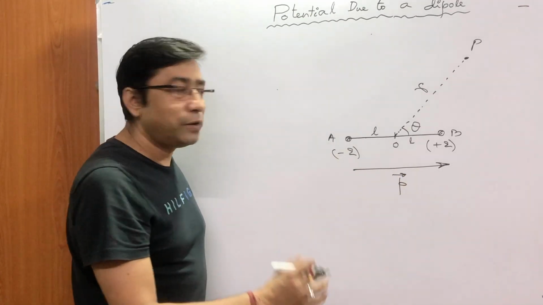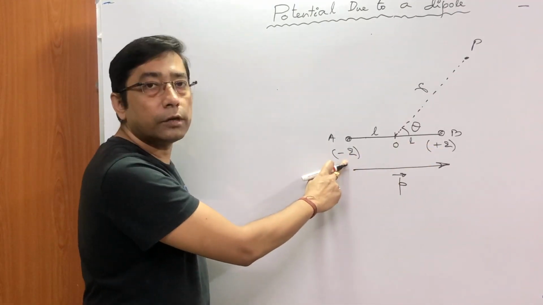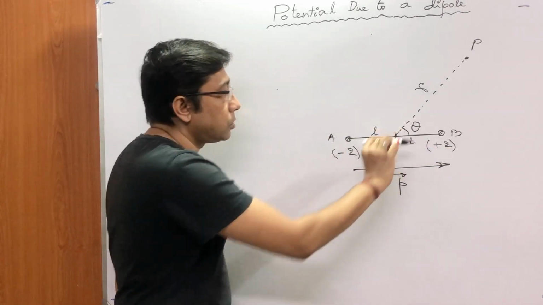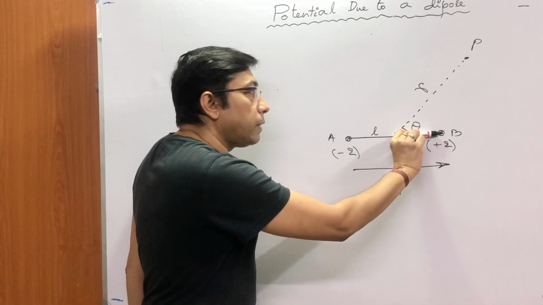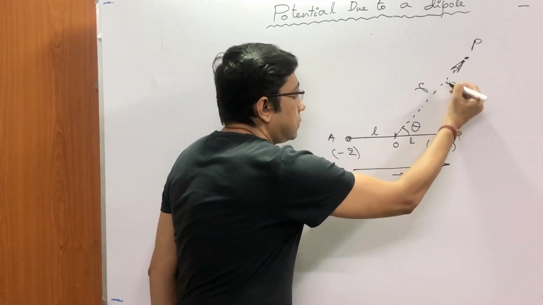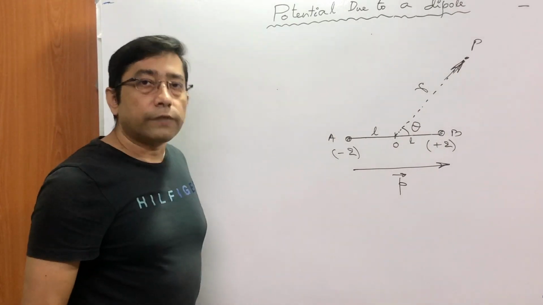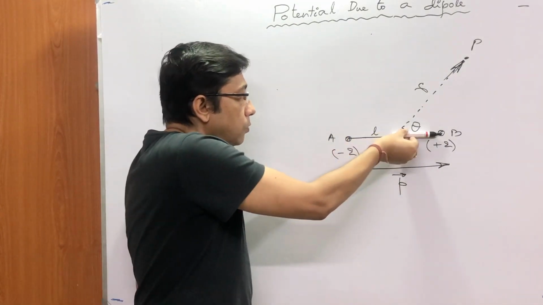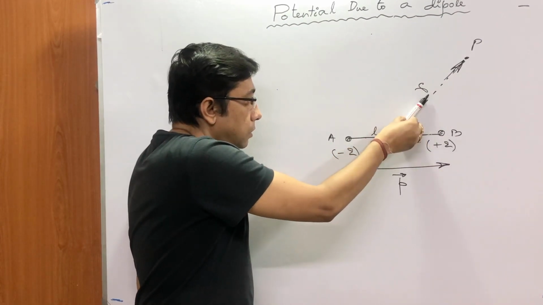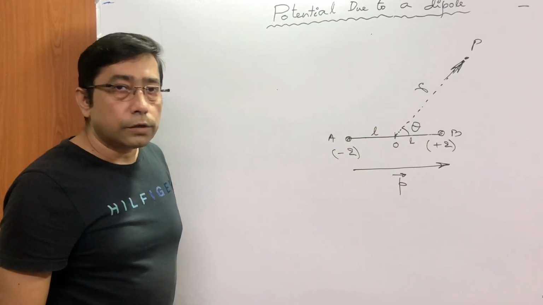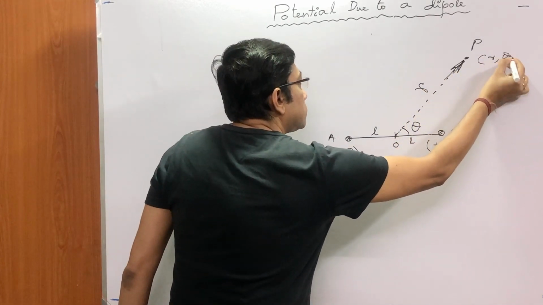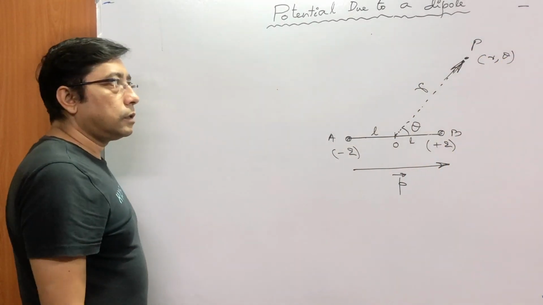Generally we write plus q and minus q, but I have written minus q and plus q so that the dipole moment is along this direction. This dipole moment vector P and this distance, that is called radius vector r. So dipole moment and distance r, they are inclined at an angle theta. So do we understand this thing? P is at a point r comma theta.